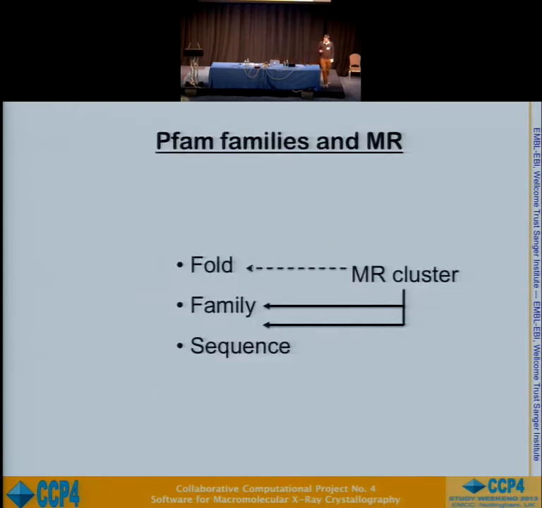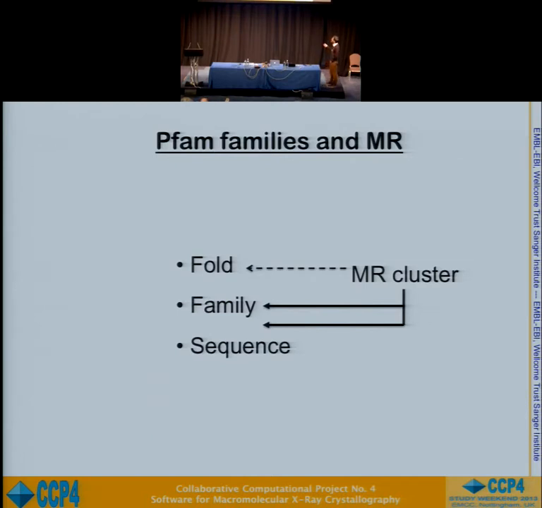Now, one comment I want to make. I've spoken so far about PFAM families. What's the relationship really with molecular replacement? Essentially, the question is, if you have a structural representative in a PFAM family, can you solve all the other members by molecular replacement? And the answer is probably not.